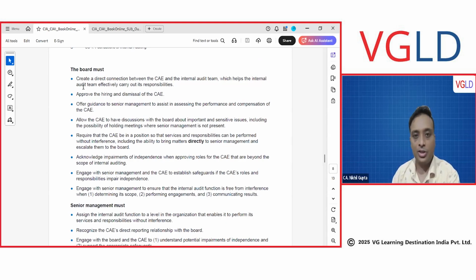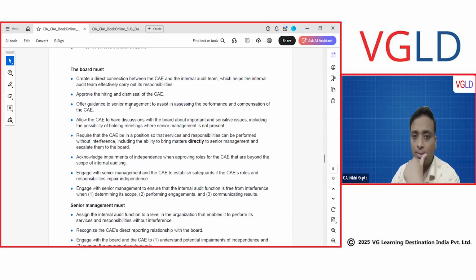They can create a direct connection between the CAE and the internal audit team, which helps the internal audit team effectively carry out the responsibilities, and approve the hiring and dismissal of the CAE if he is not supporting the internal auditor or if the impairment is due to him as well.